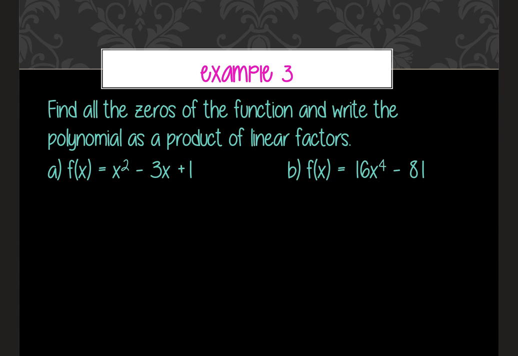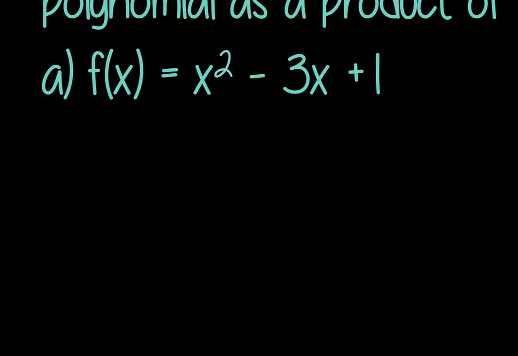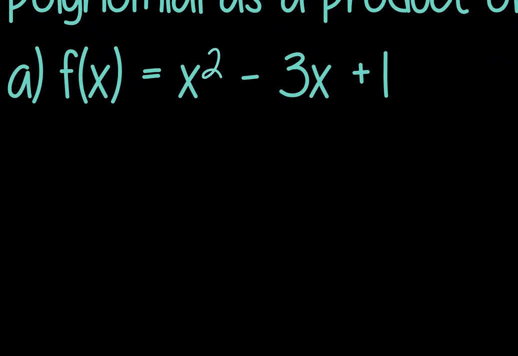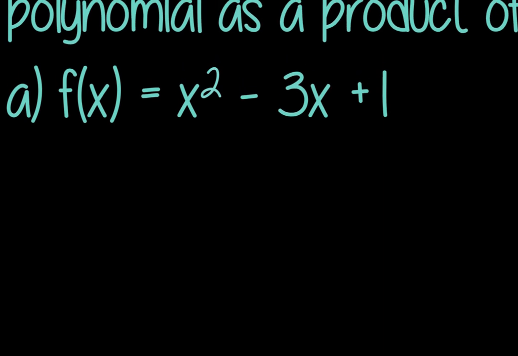All right, example 3. Find all the zeros of the function and then write the polynomial as a product of their linear factors. So first thing we're going to do is find the factors. How many should there be for A? 2. Is this factorable? Are there factors of 1 that sum to negative 3? Nope. Okay, I can't isolate the x. Like I can't set it equal to 0, move the 1s. You can't isolate it because there's an x squared and an x, which means you have to do what?